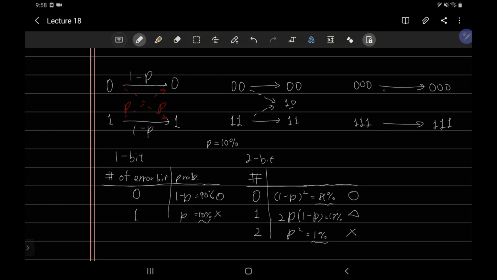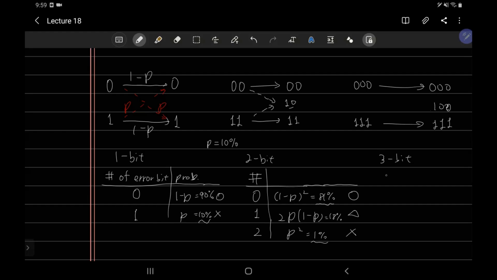While if we receive something like 100, then what will be your guess for the original information? Probably it will be 000, because based on majority voting, there are more zeros than ones. So in this case, in principle, we can correct the information. Of course, there is some chance that we might incorrectly correct the information, but let me just calculate those probabilities.